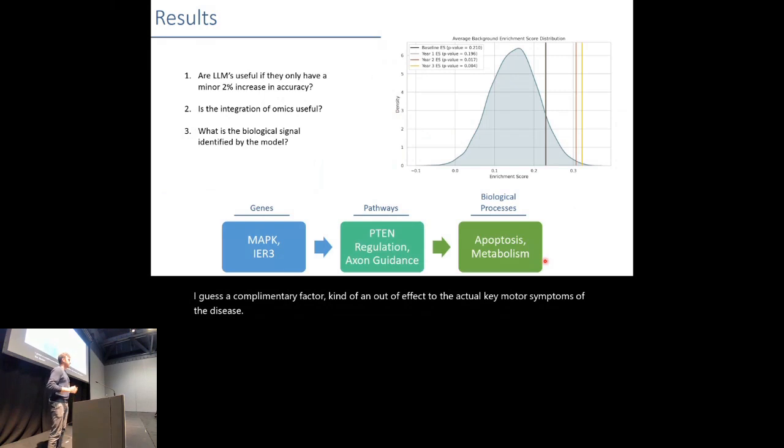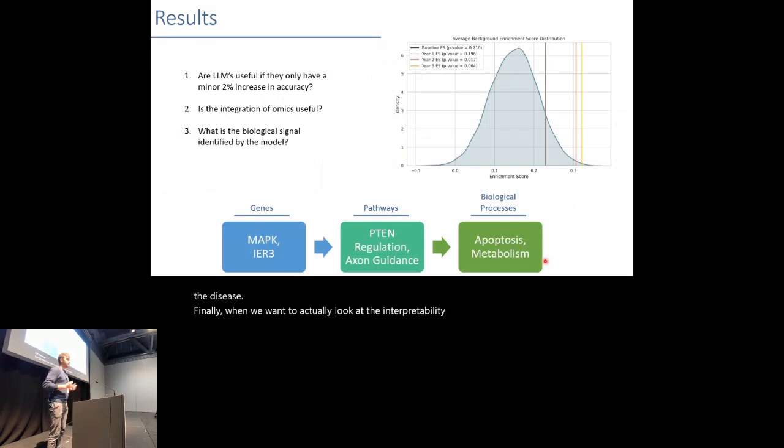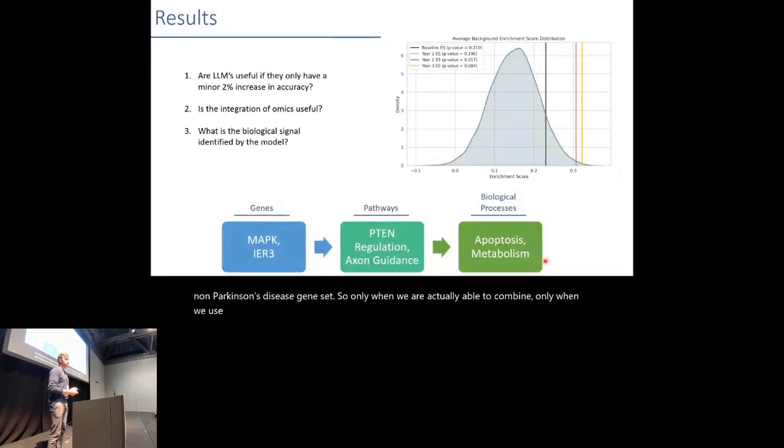Finally, when we look at interpretability, which is the main important takeaway, we were only able to achieve statistical significance in the comparison between the features of the Parkinson's disease related versus the non-Parkinson's disease gene set. Only when we used the LLM embedding models were we able to get the context needed to accurately identify groups of Parkinson's disease patients who had phenotypes that achieved significance.